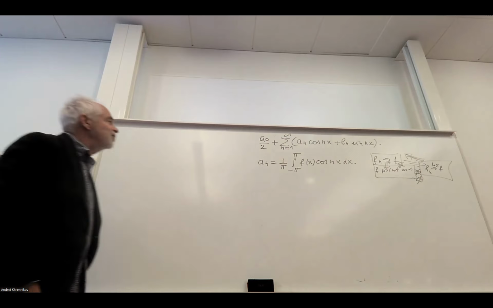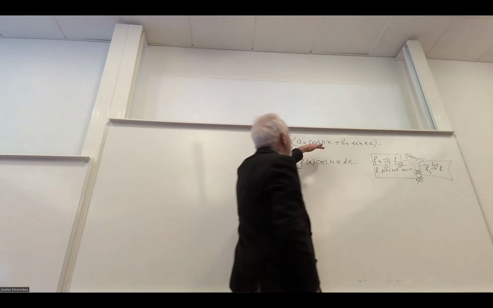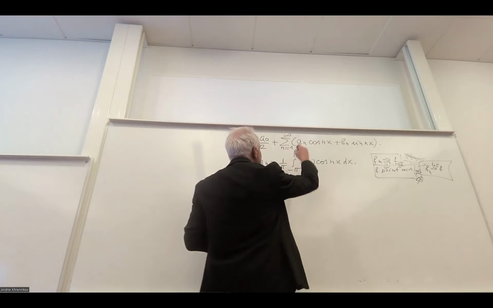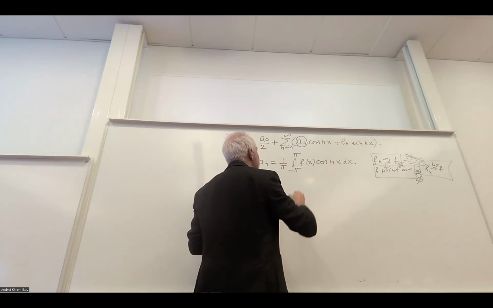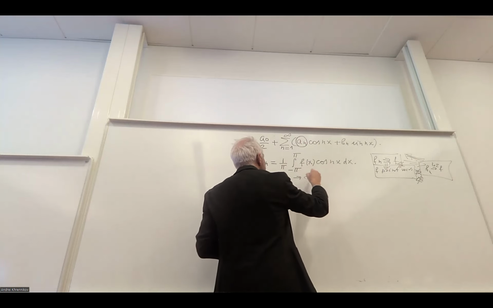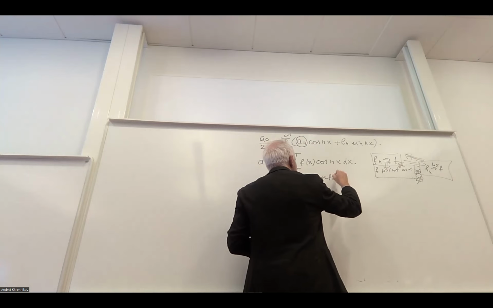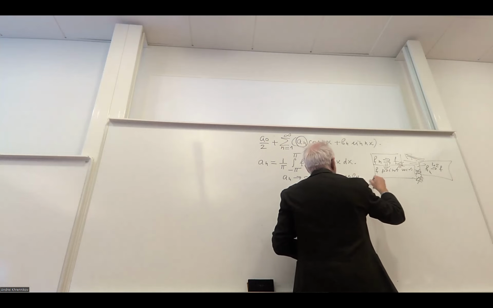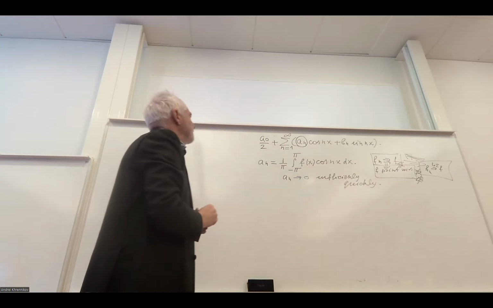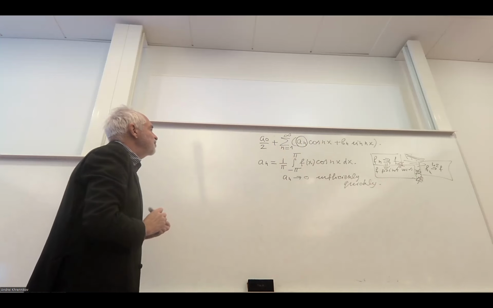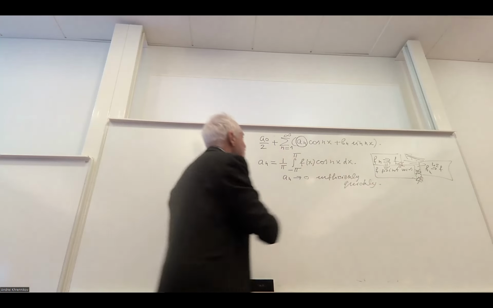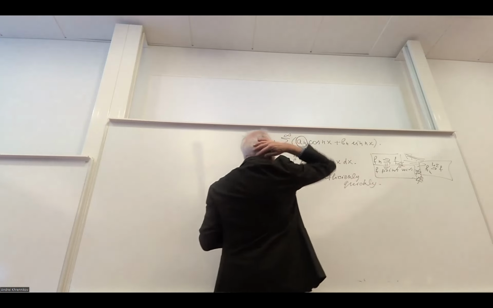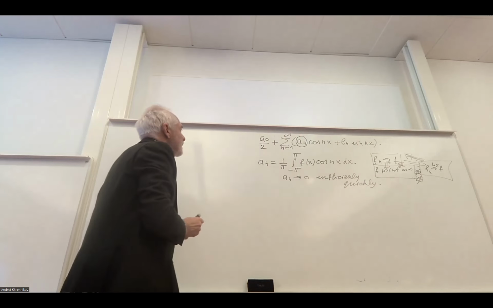If this, I want this series to converge uniformly with respect to x. Therefore, I want to get a condition for when these coefficients are small. So I want a_n to go to 0 sufficiently quickly. I want such Fourier series where these coefficients go to 0 very quickly. Then this term is bounded by 1, uniformly, so we will get uniform convergence.